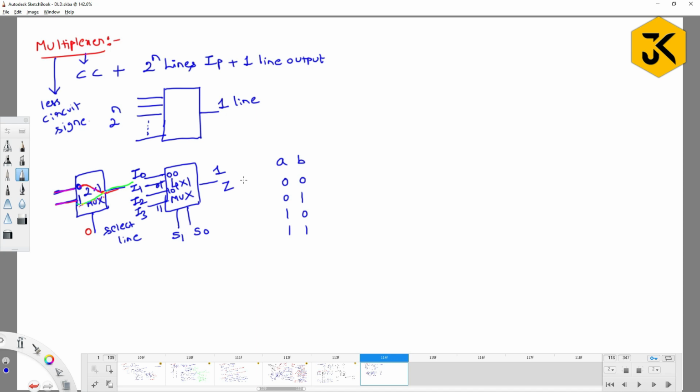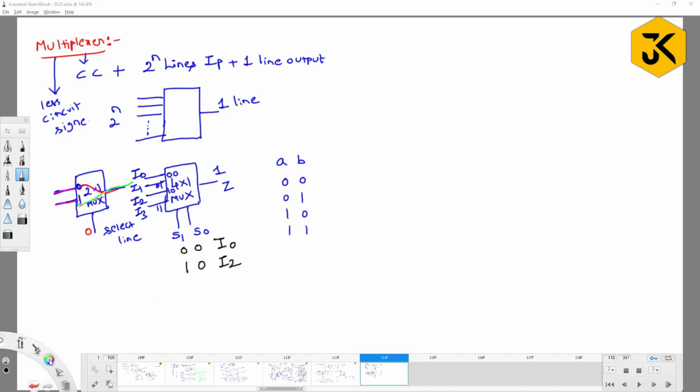Now, if my select inputs are 0 0, what is the output you are going to expect? I0. I am simply calling 0 0 to come, and 0 0 is the name for I0. So that's why I get I0 as output. If I pass 1 0 as the select input, what is the meaning of that? Please come 1 0. What is the name given to 1 0? I2. So you are going to get the output as I2. Like this it is going to work.